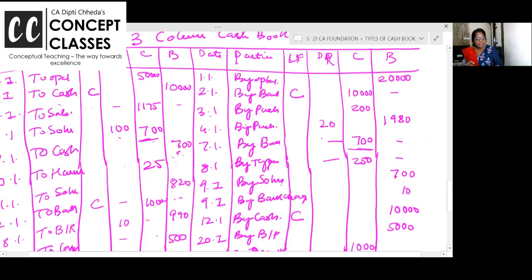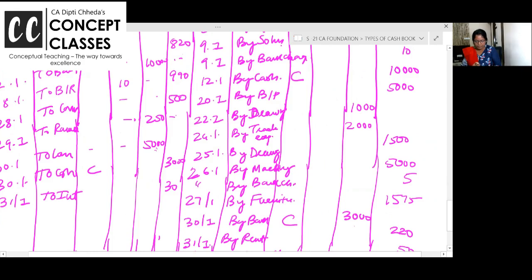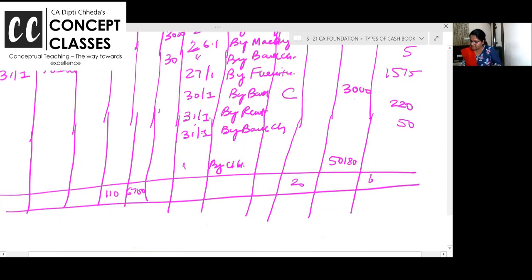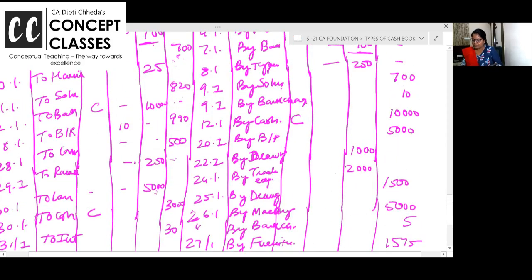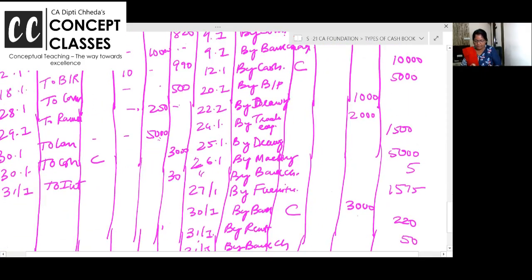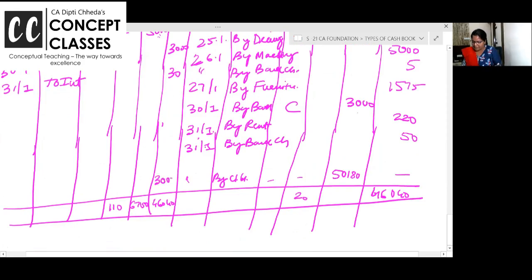Bank is overdraft, so we will start doing the total on the credit side. 20,000 plus 1980 plus 710 plus 10,000 plus 5,000 is 46,040. 46,040 is the credit side. 30,000 is the bank balance.